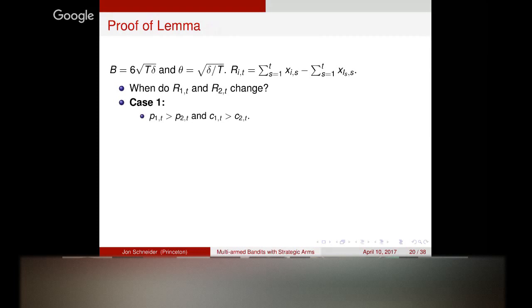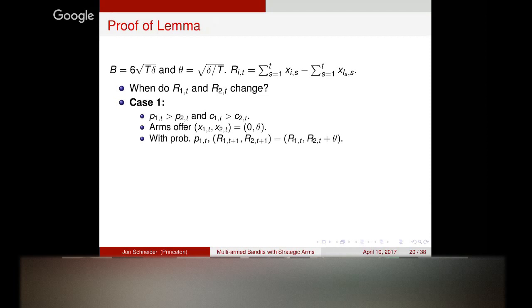There are two cases. You can only accumulate regret when the two arms would have paid you different amounts, and that only happens when one of the arms is going to pay you delta and the other arm is going to pay you zero. One of the times the arm pays you delta is when this condition happens: when it's more likely that arm one will get played, and arm one has already been played more often than arm two. So in this case, arm two offers theta, and arm one offers zero.